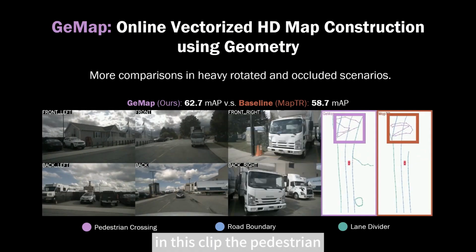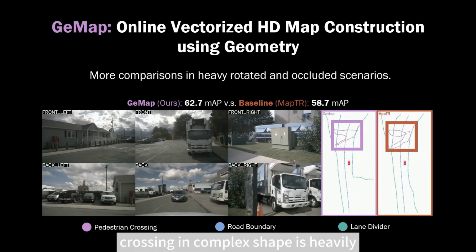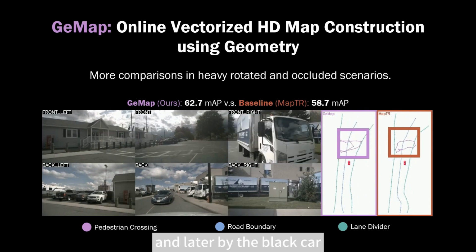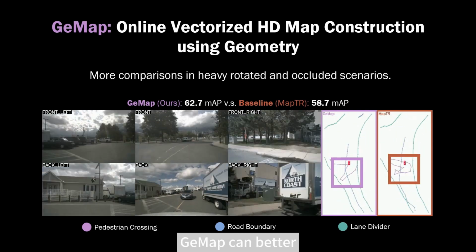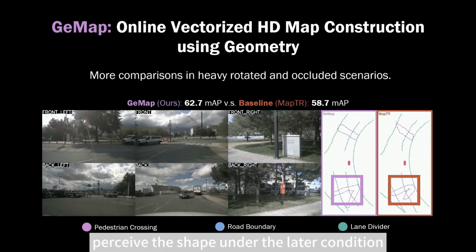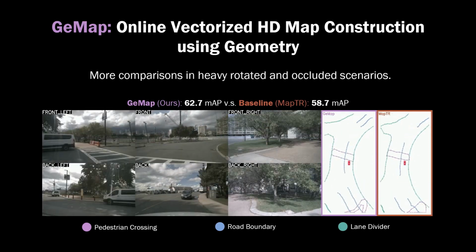In this clip, the pedestrian crossing in complex shape is heavily occluded by the truck at first and later by the black car. GEMAP can better perceive the shape under the later condition.